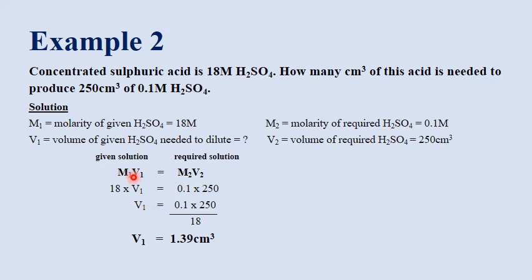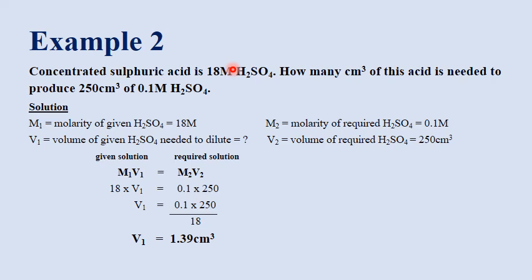Using the same formula, M1V1 equals M2V2, where the left hand side represents our stock solution or given solution and the right hand side represents our required solution, and putting the values in this formula, we get 18 multiplied by V1 equals 0.1 multiplied by 250, and by rearranging this equation we get 0.1 multiplied by 250 divided by 18, and the answer we get for V1 equals 1.39 centimeter cubes. So it means we need 1.39 centimeter cubes of this stock solution.